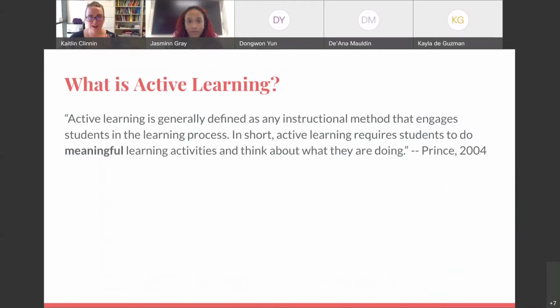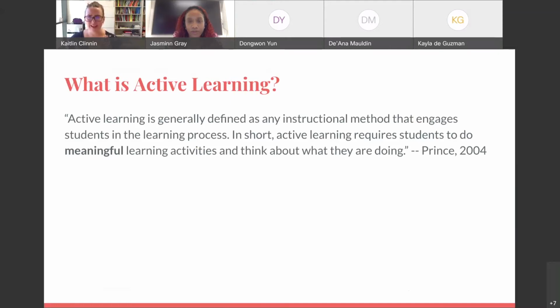In contrast, active learning is the model that most education operates from these days, and it's defined as any instructional method that engages students in the learning process, so that students are doing meaningful learning activities and they are thinking about what they are doing.